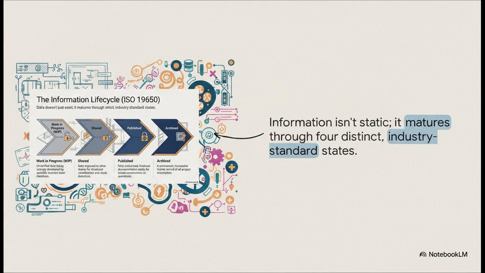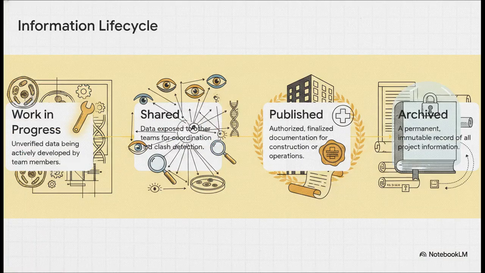And the information in this system, it isn't just dumped into a folder and forgotten. Oh no, it has a life of its own. It actually matures through a very specific, standardized life cycle. So the data moves through 4 key states. It starts as a work in progress, a draft. Then it gets shared for everybody to review and comment on. Once it's approved, it becomes published, which is the official version everyone works from. And finally, it gets archived as a permanent record. It's a simple, elegant process that makes sure everyone is using the right info at the right time.